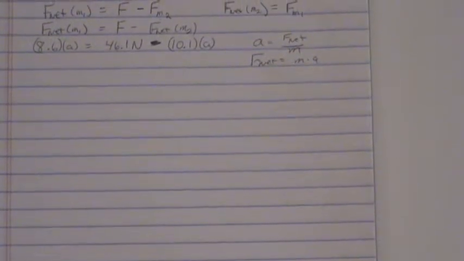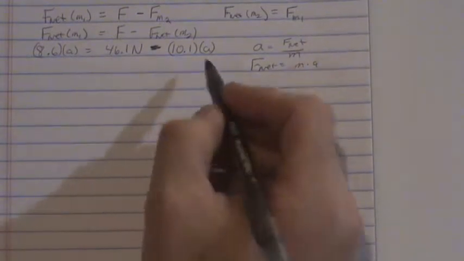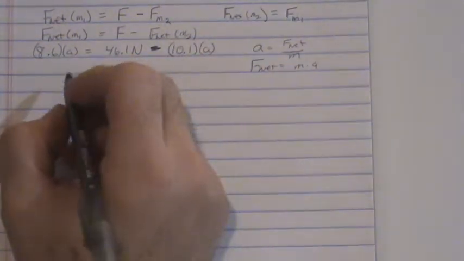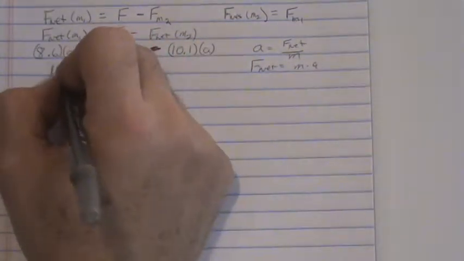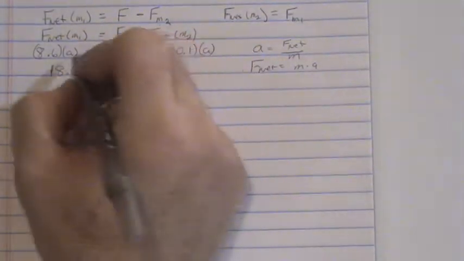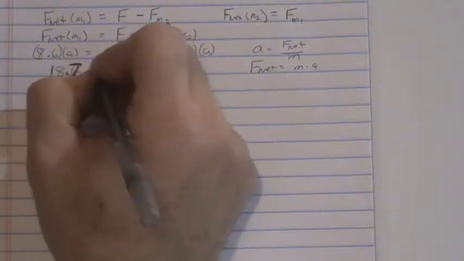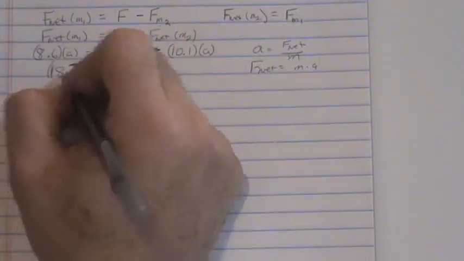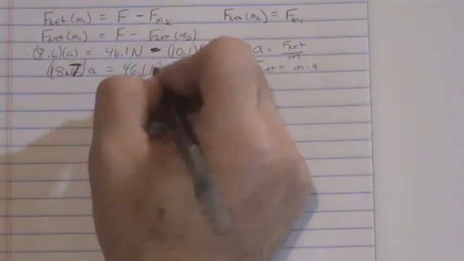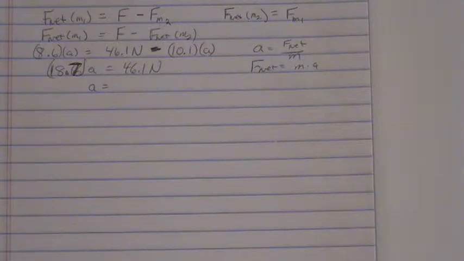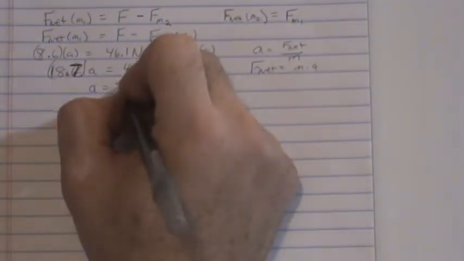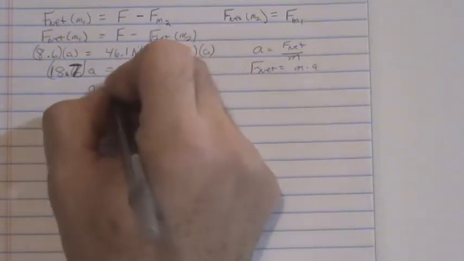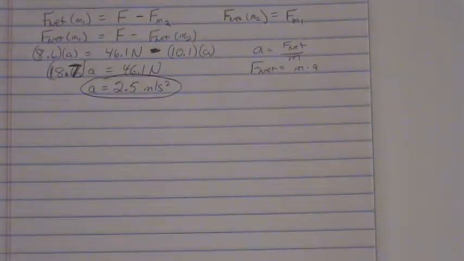So what we can do is put those things together. If we bring this over, we get 18.7, excuse me, I cannot do math today, I apologize. 18.7 times the acceleration is going to equal 46.1 newtons. So our acceleration is 46.1 divided by 18.7, and we have 2.5, with 2 sig figs, meters per second squared. And that will be the acceleration of both of the boxes.